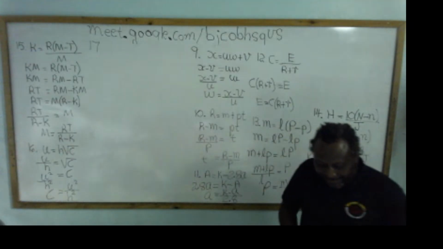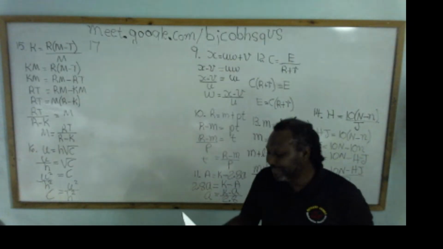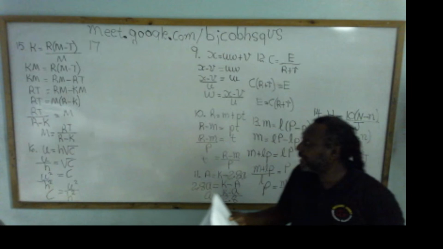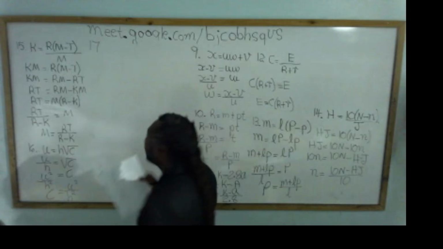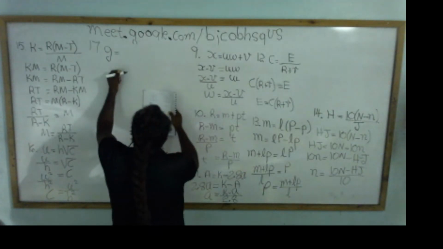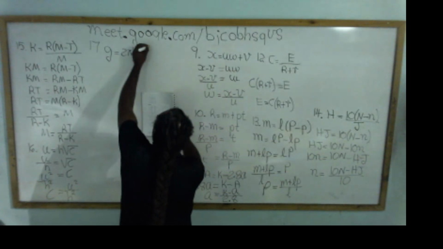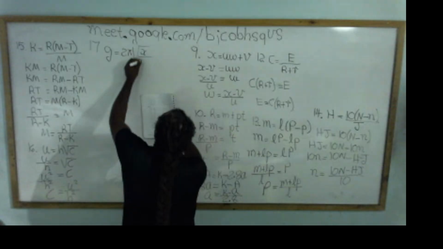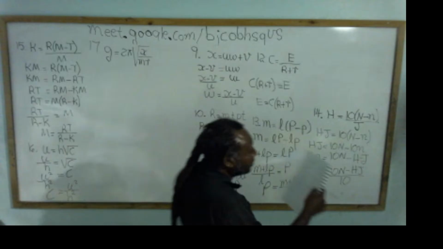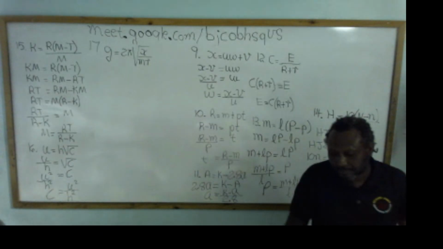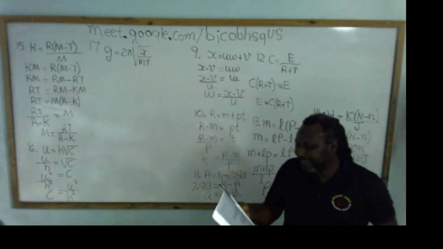I think that the classwork exercise was more attractive than the homework exercise. Number 17. G is equal to 2 pi times the square root of x over mr, and we are attempting to make r the subject of the formula.